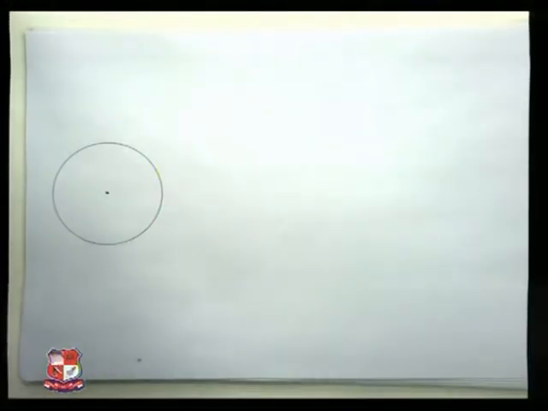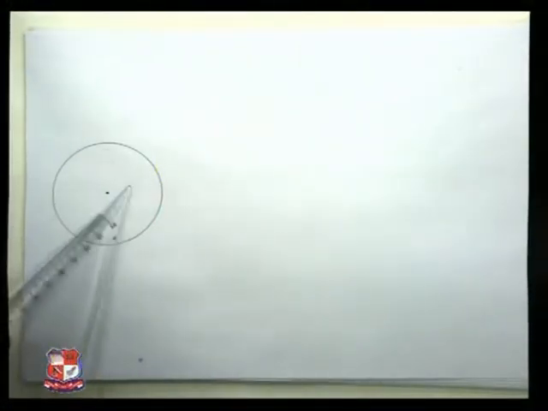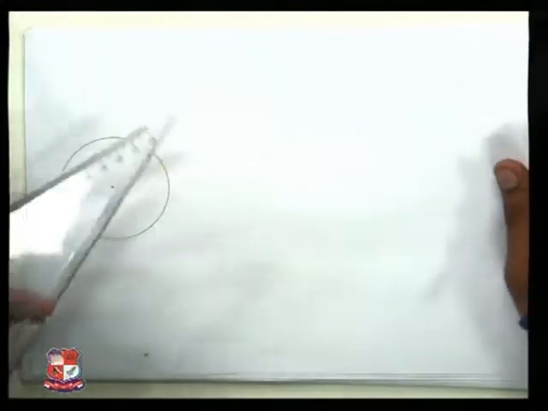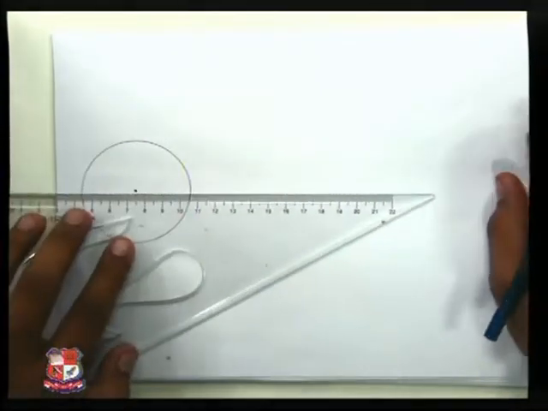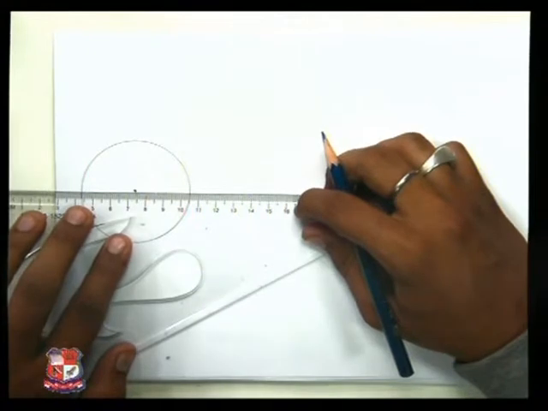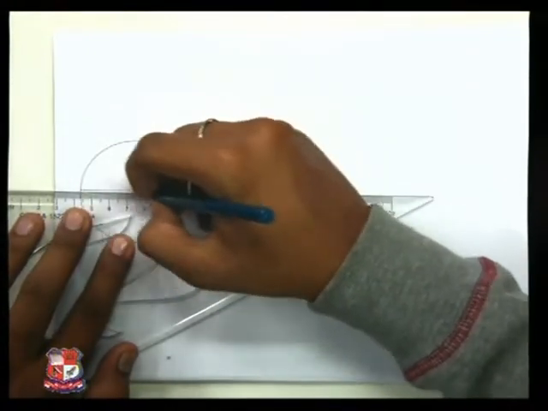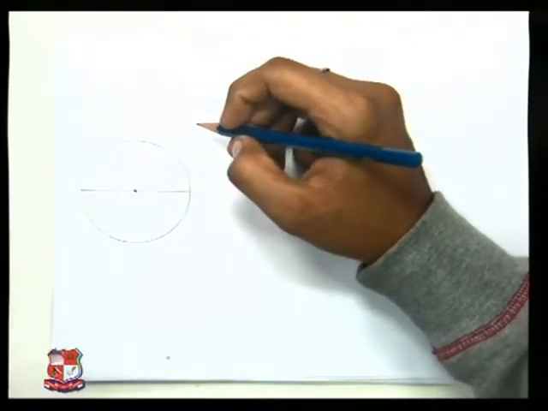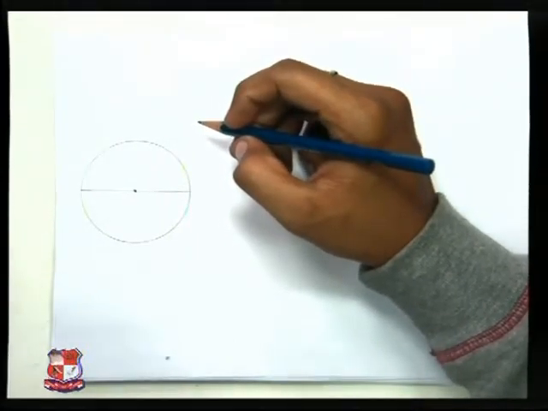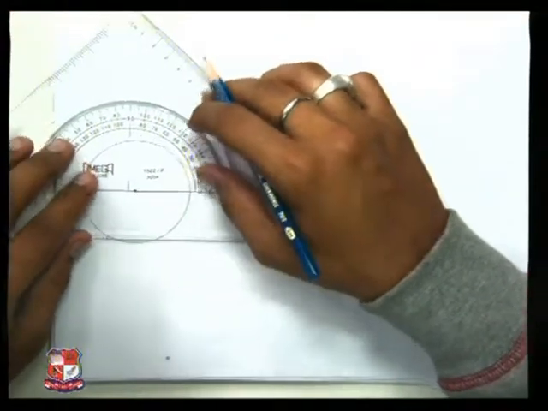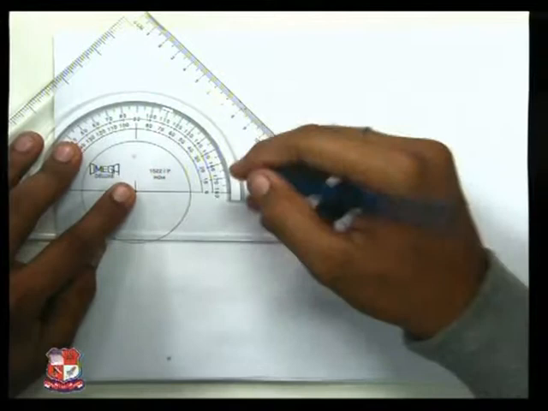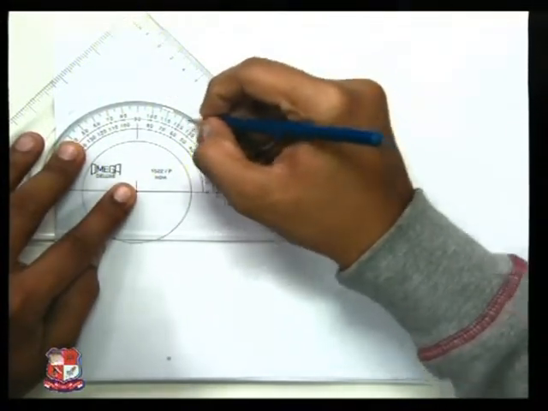Now we need to divide this circle into 12 equal parts. 12 equal parts means 30 degrees each. You just need to focus that if 8 divisions come then 45 degrees, and if 12 divisions come then 30 degrees each. Marking the points.